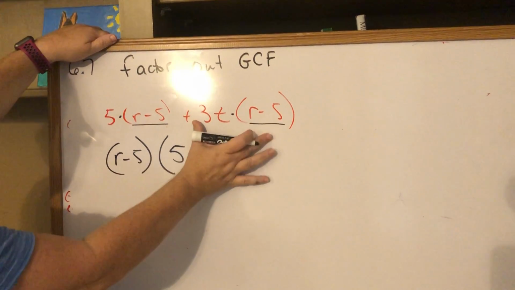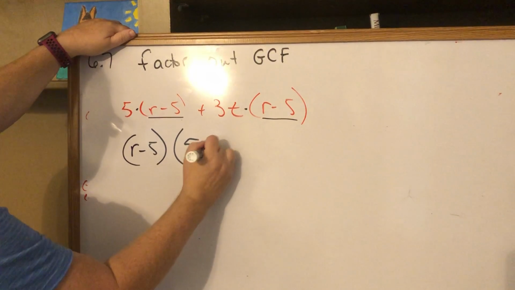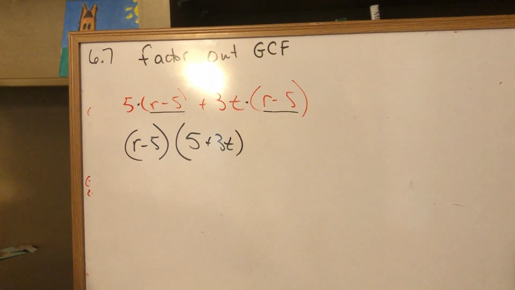Now we're moving over here. I'm going to divide this term by r minus 5, and what's left is plus 3t. Now I've factored out what was in common, r minus 5.